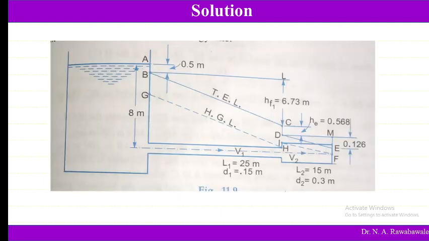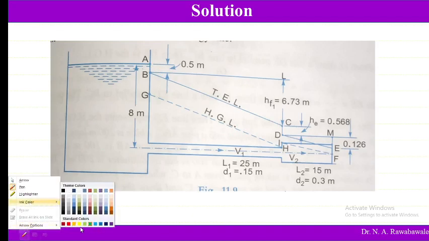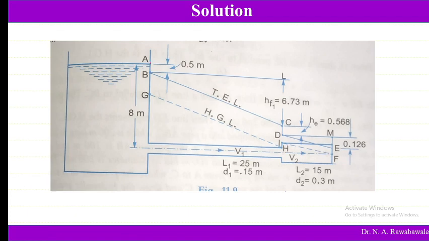Now you can see here that point A is marked at 8 meter. Then at 0.5 meter we are going to get point B, that is 0.5 meter is HI. So this HI is 0.5 meter. Again from point B vertically downward we take a distance of 6.73 meters. So we mark point C. The line which we join is the total energy line.